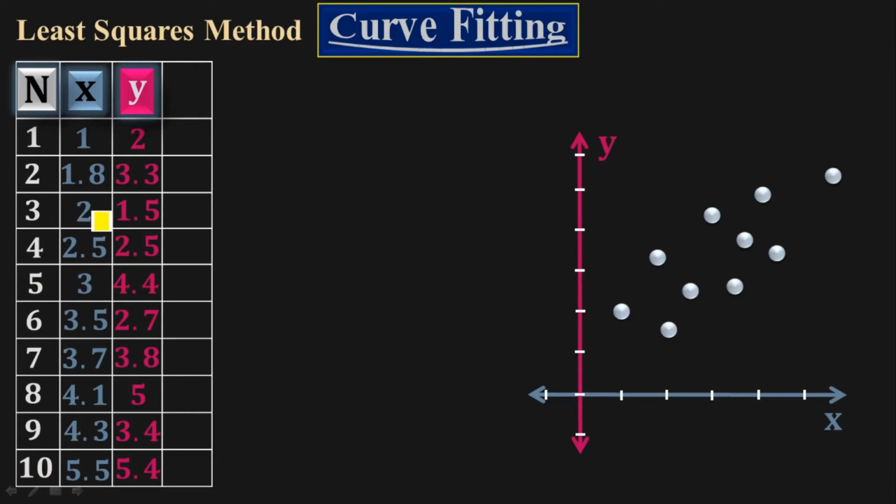Third point is at 2 along the x-axis. This is going to be my third point, positive 2 along the x-axis and positive 1.5 along the y-axis. Fourth point is 2.5 along the x-axis and 2.5 along the y-axis. This is going to be my fourth point.